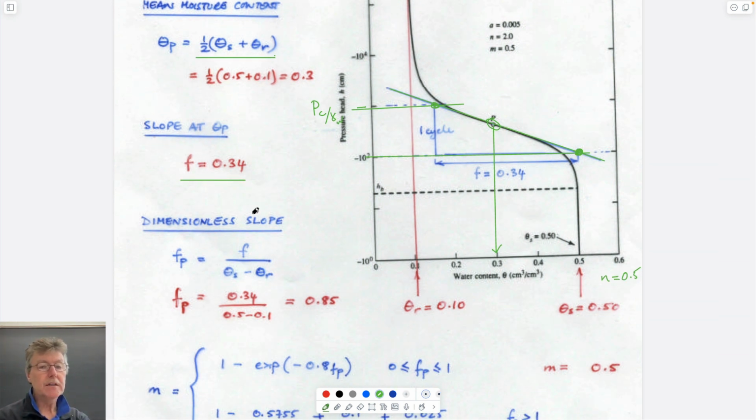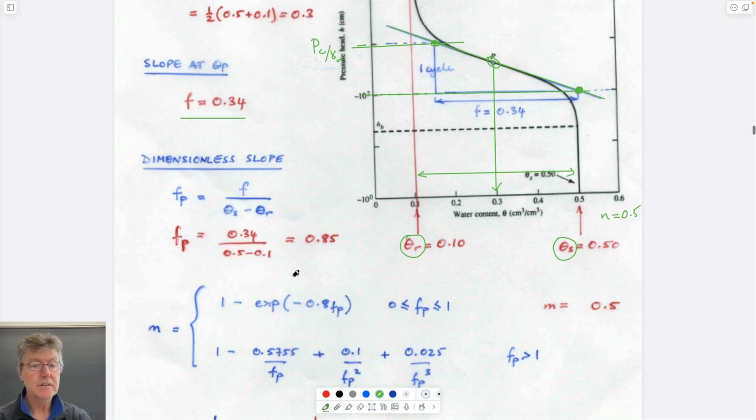We'll non-dimensionalize it over the length between the residual volumetric moisture content and the saturated one, which is just this length here, which is 0.5 minus 0.1. So that becomes 0.85.